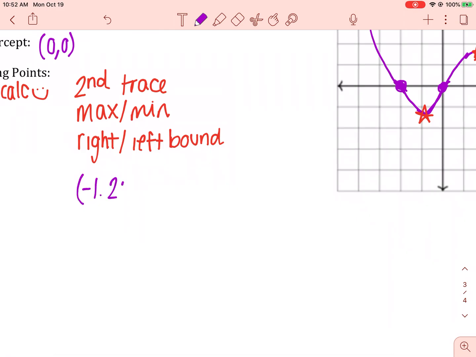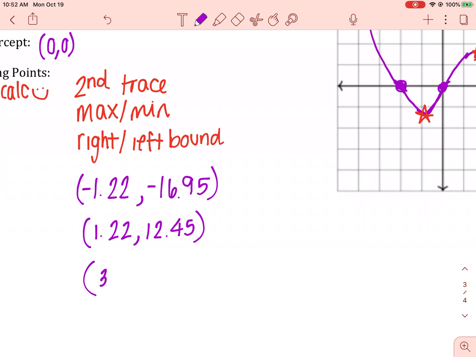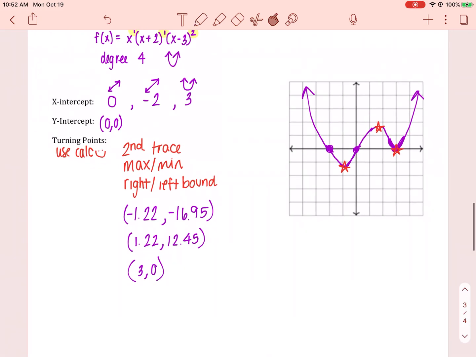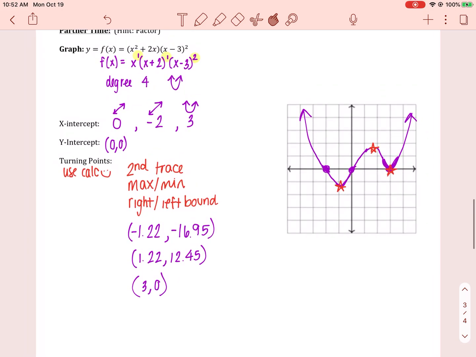I got -1.22, -16.95 as one turning point, +1.22, 12.45, and then we actually knew the last turning point here. Okay, so make sure you can do this on your own. Make sure that graphs make sense. You can check your work as you go, and good luck.